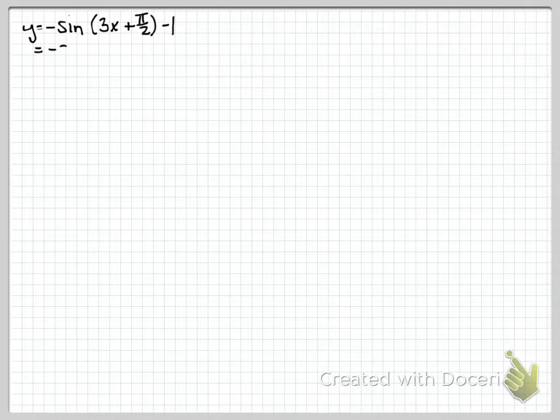And this one, I made it a little more nasty with the fractions. All right. And that's going to be y equals negative sine of (3x plus pi over 2) minus 1. Factor out the 3. Factoring out that 3 is the same as dividing by 3, so that becomes x plus pi over 6 minus 1. Okay, so let's start with our points.